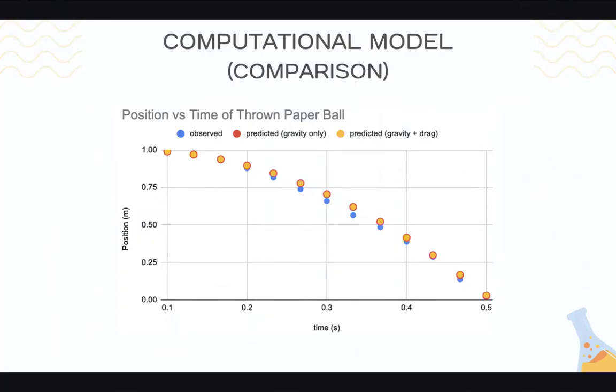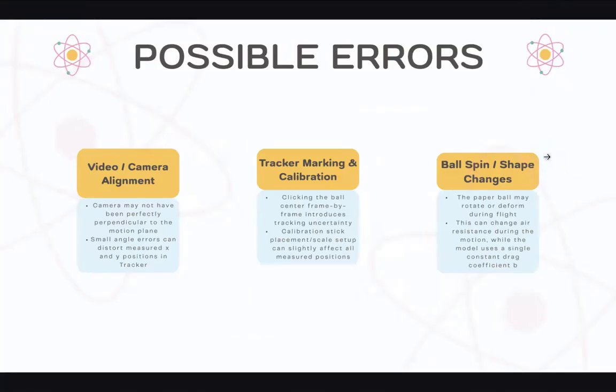On this comparison graph, they're all plotted together. Both models follow the observed motion closely, but you can see the gravity plus drag fits it a little bit better. Physically, this means air resistance was present, but it was not large enough to create a big separation between the two predictions. So the data supports the idea that drag affects projectile motion, but in this trial, the effect was small since the paper ball was so small.